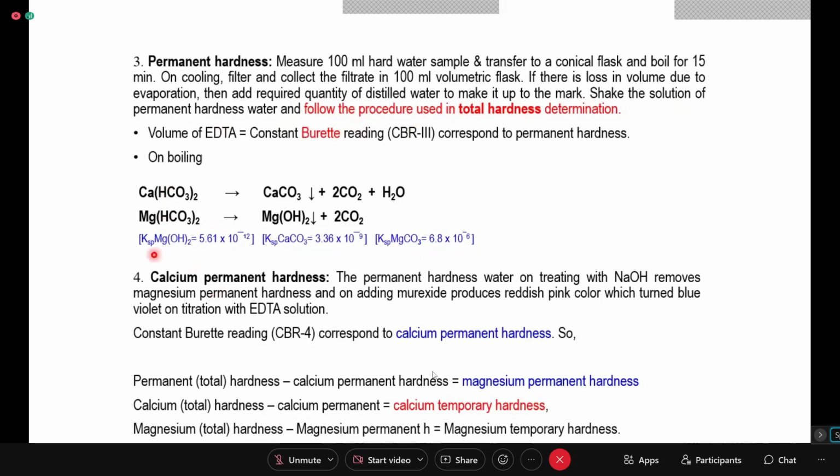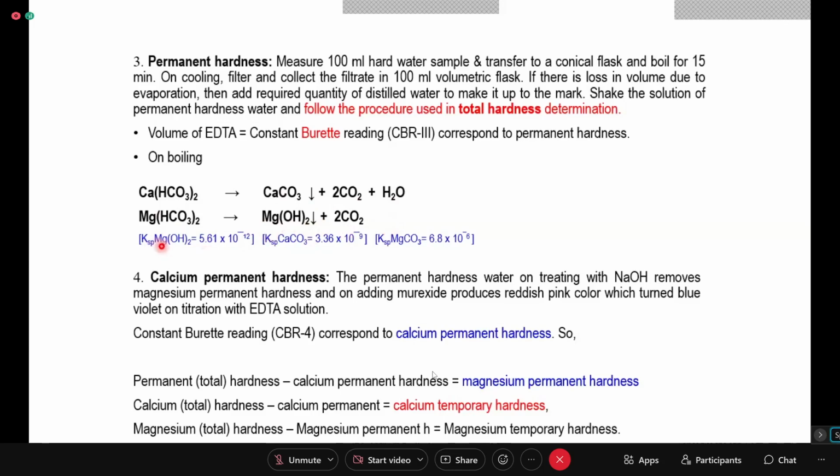Now, what reactions have taken place when you have boiled the water sample? When you boil the water sample, there should be a heat mark on the arrow. Okay, if you don't write the heat mark, that is not good. Here I should enter some symbol. Calcium bicarbonate forms calcium carbonate, twice CO2 plus H2O, and magnesium bicarbonate hydrolyzes to give magnesium hydroxide precipitate and CO2.